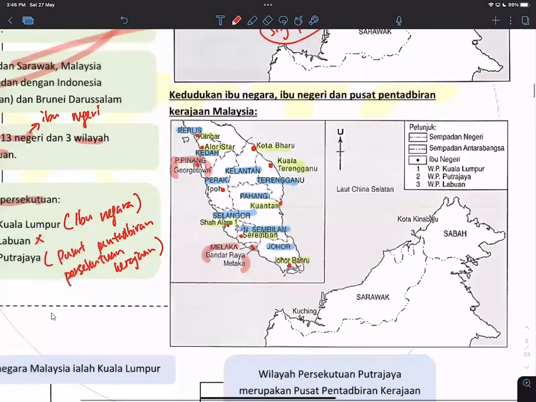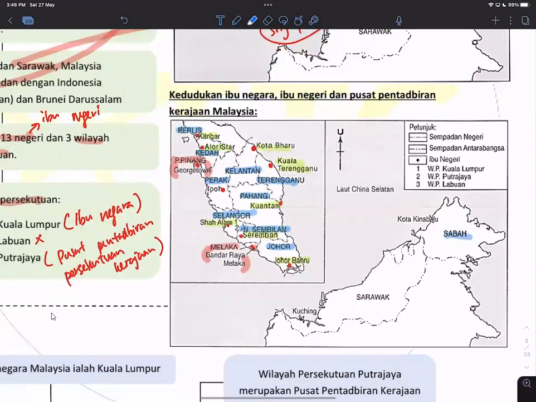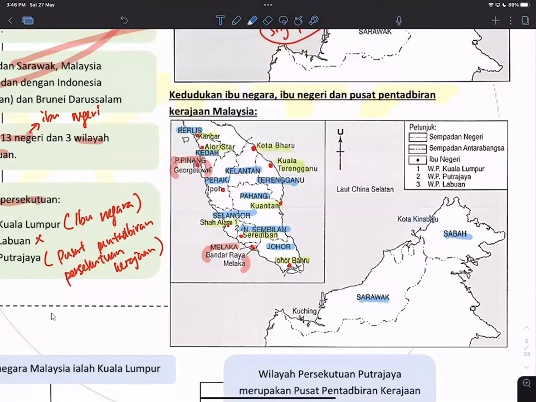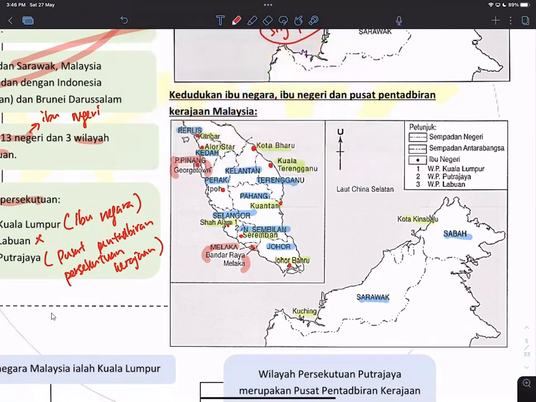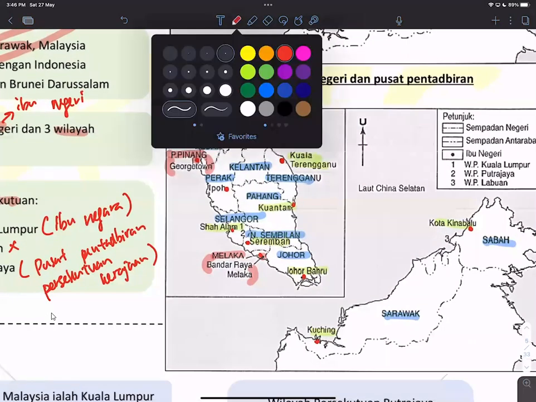So for Sabah and Sarawak, Sabah is Kota Kinabalu. So Kuching is for Sarawak. So these are the capitals. Kota Kinabalu is here. This is Kuching. So do not memorize only the Negeri and Ibu Negeri.